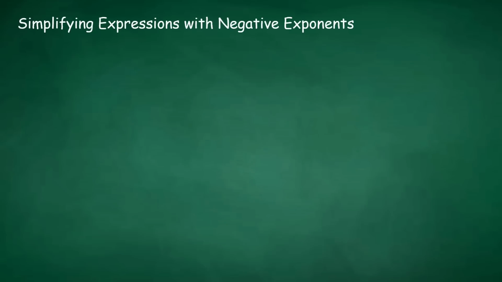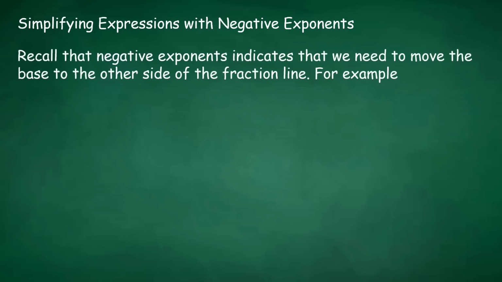Simplifying expressions with negative exponents. Recall that negative exponents indicate that we need to move the base to the other side of the fraction line. For example, x raised to the power of negative 4 is equal to x raised to the power of negative 4 over 1. Just move the negative exponent to the denominator to become a positive exponent, so that's why x raised to the power of negative 4 is equal to 1 over x raised to the power of 4.